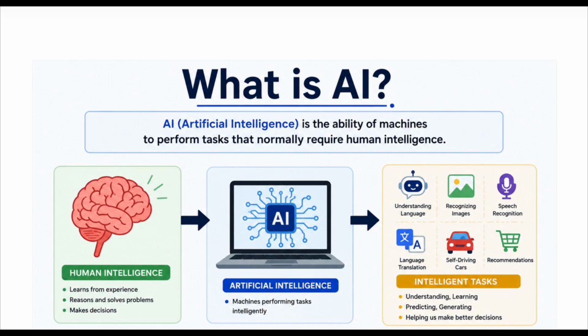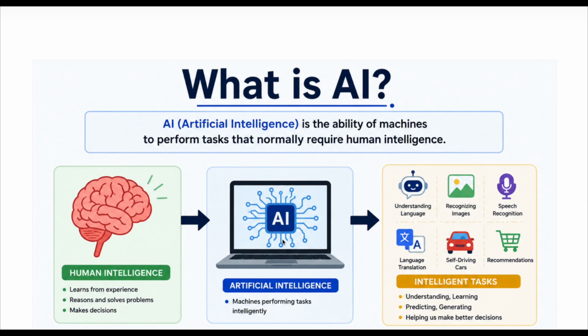Today we are starting from the absolute basics. What is AI? You hear AI everywhere today. So let's simplify this first. As humans, we can learn from experience, identify patterns, and make decisions. AI tries to make machines perform similar kinds of tasks. That's the basic idea behind artificial intelligence.